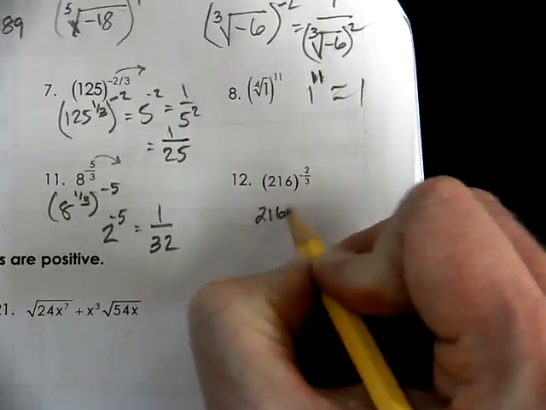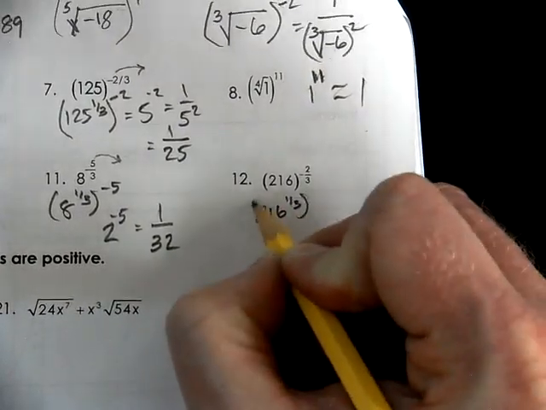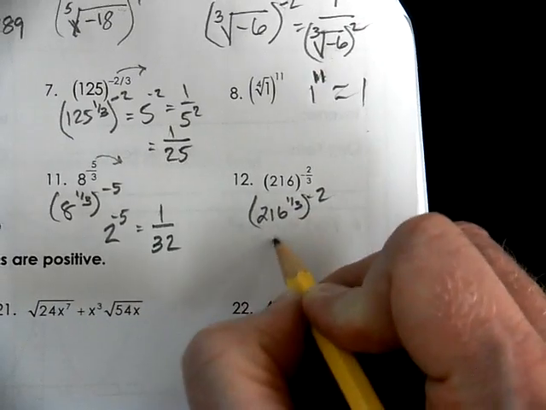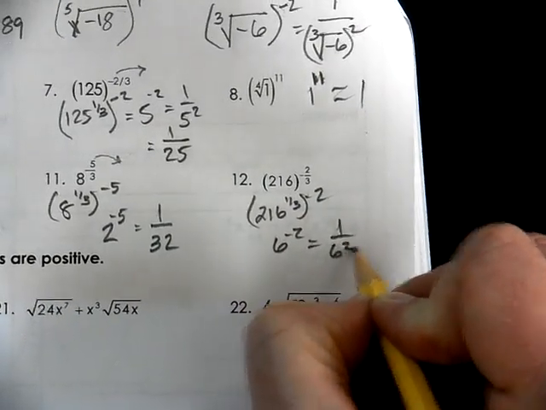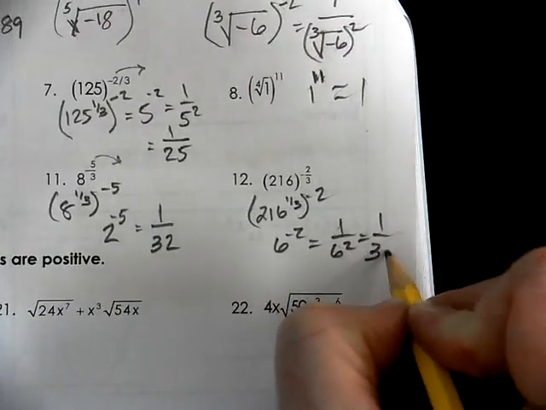This is 1/3, pull out the negative 2, so that's 6 to the negative 2, that's 1 over 6 squared, that's 1 over 36.